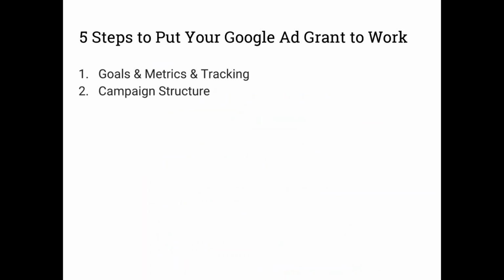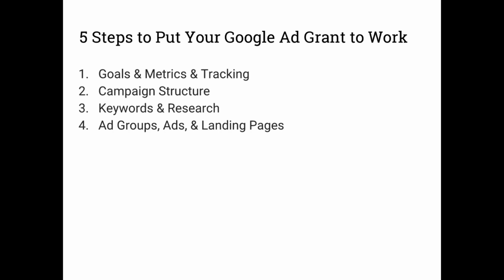So these are the 5 steps here: goals and metrics, campaign structure, keywords, those ad groups, ads and landing pages, and how they're woven together.